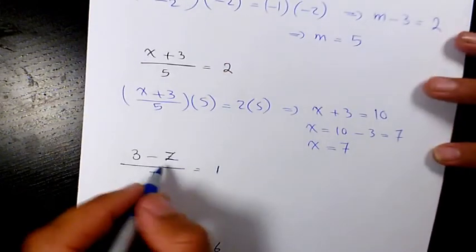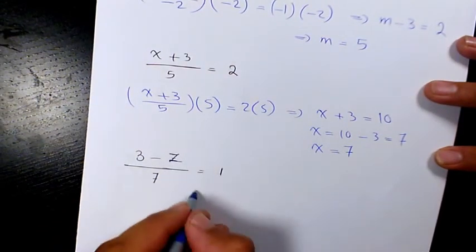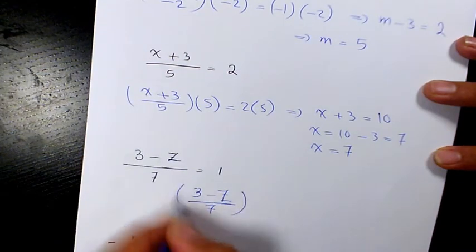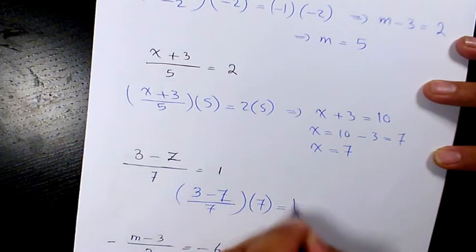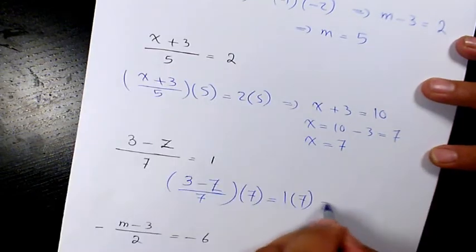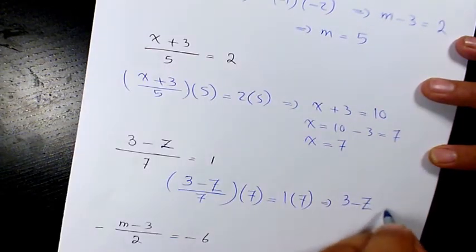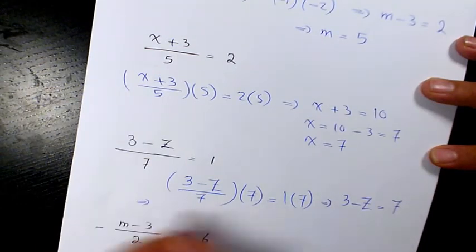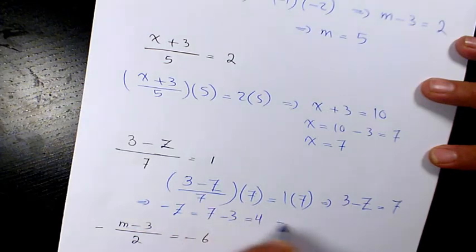Next one, 3 minus z divided by 7 is going to be 1. So we have 3 minus z divided by 7 times 7 equals to 1 times 7. So we have 3 minus z equals to 7, because 7 divided by 7 cancel out. You have negative z equals to 7 minus 3, which is 4. So it means that z will be equal to negative 4.